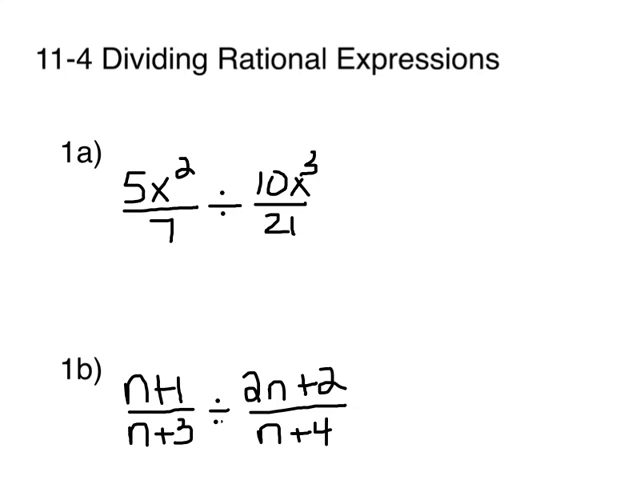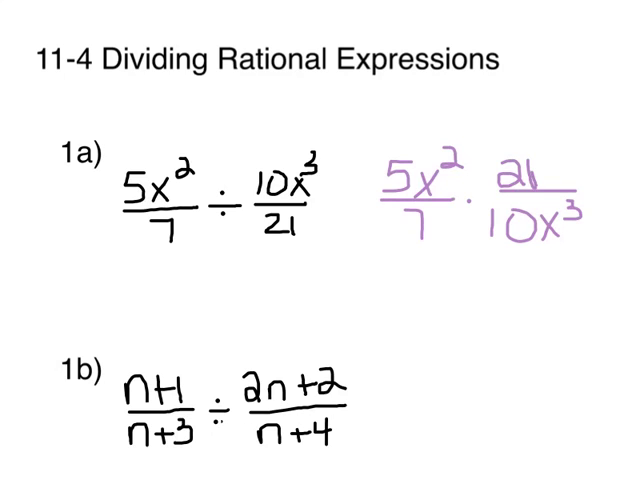This lesson will be on 11-4, dividing rational expressions. When dividing fractions, we take our second fraction and flip it, and then we multiply. So we'll have 5x squared over 7, and we're going to flip our second fraction so that it's 21 over 10x to the third. And now we can multiply our two fractions.